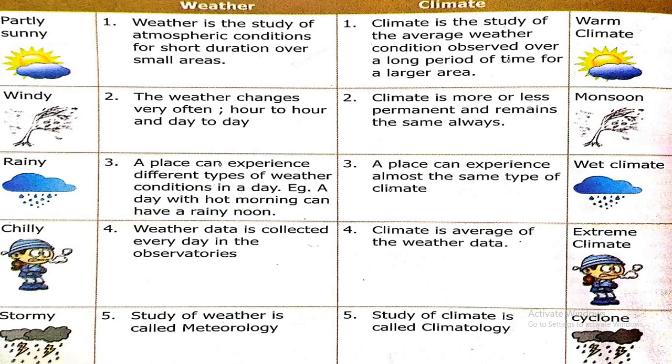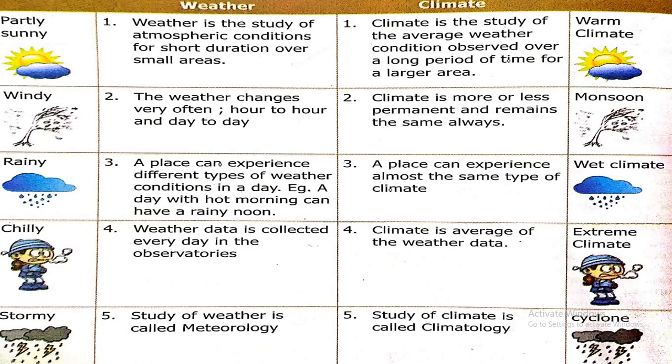The weather changes very often, hour to hour and day to day. For example, in the morning it will be very hot. Maybe due to the wind direction, the blow of wind, it changes and you feel chill air towards you. So the weather changes from morning till afternoon. Maybe it may be very hot in the afternoon also. It may also occur. But the climate is more or less permanent and remains the same always.